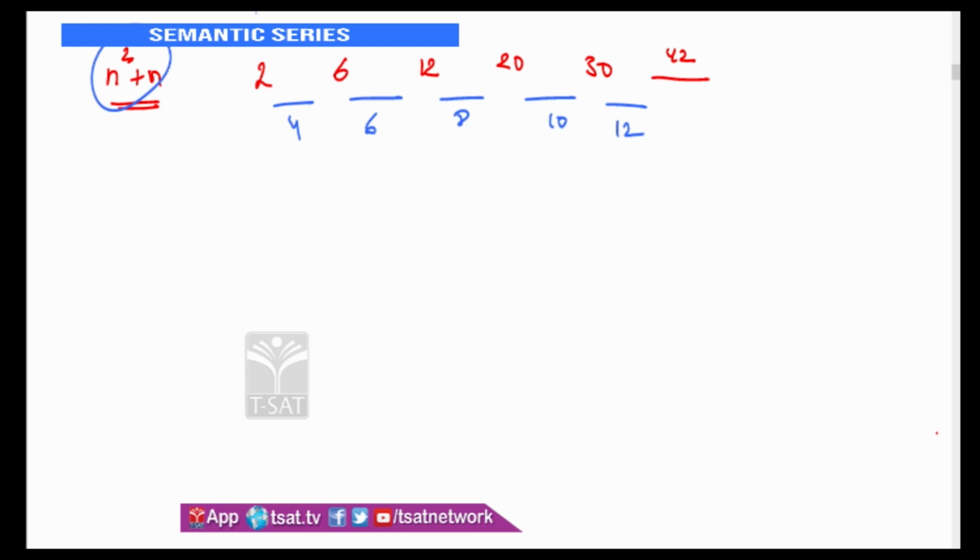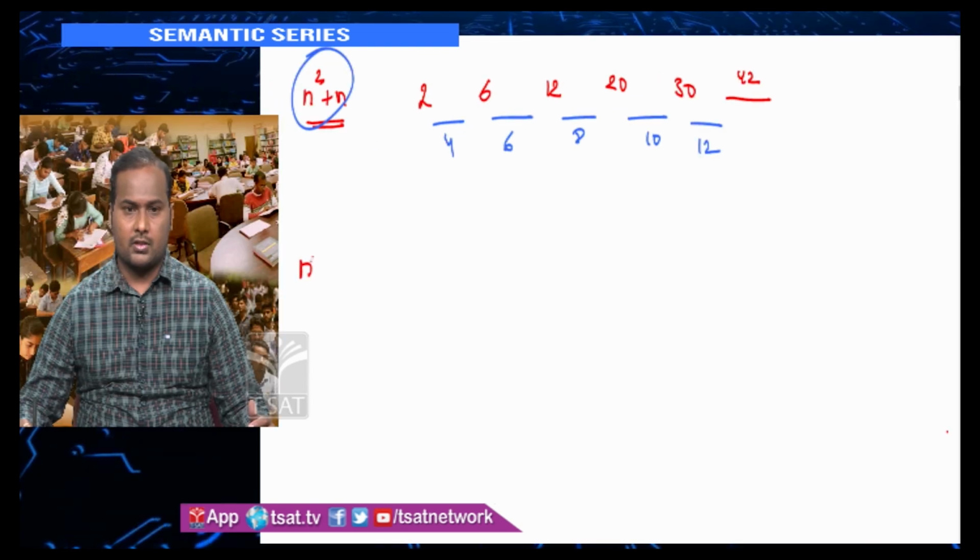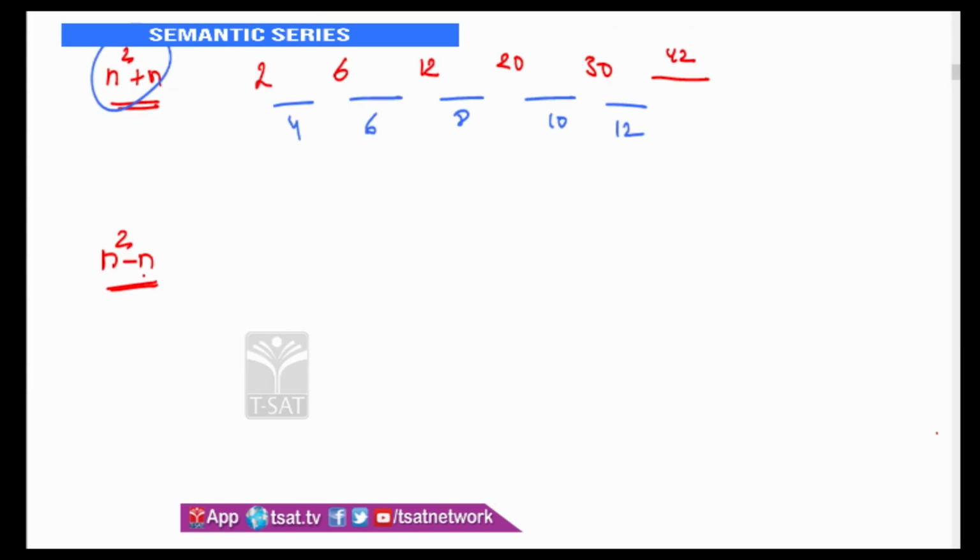And then another important pattern in the squares is the n square minus n pattern. So you should keep in mind the n square plus n and n square minus n patterns. If you see the n square minus n pattern, it starts like 1 square minus 1, so it starts with 0, then 2 square minus 2, 3 square minus 3, 4 square minus 4, 5 square minus 5, which is 20. If you clearly observe this, there is not much difference between n square plus n and n square minus n. See the numbers here, they will repeat.